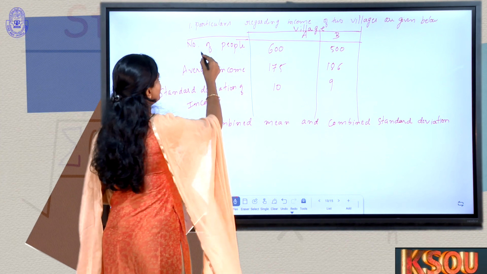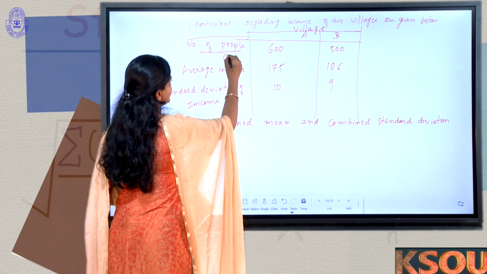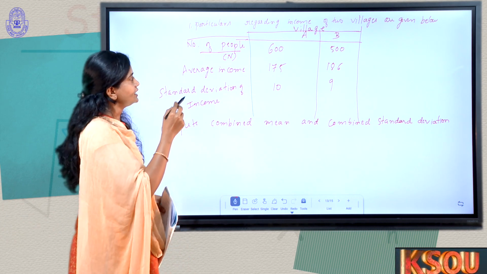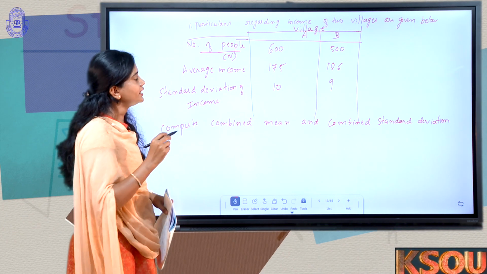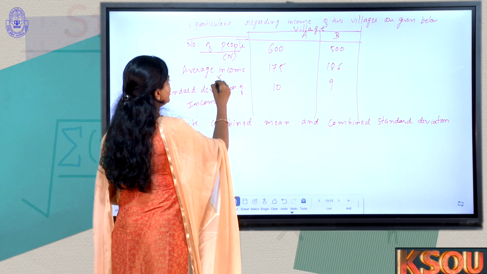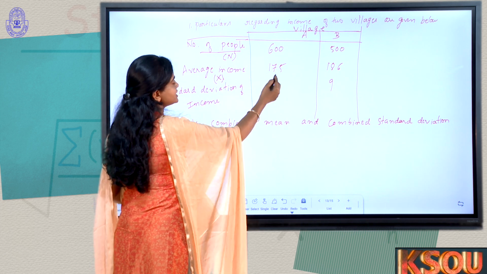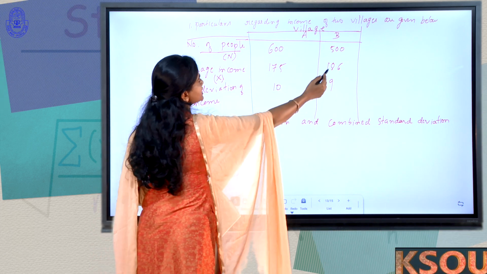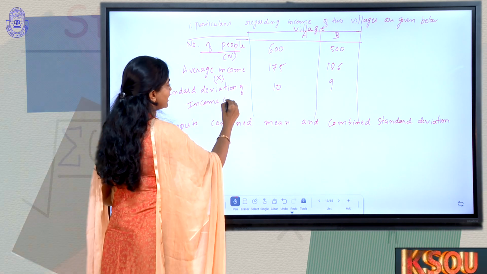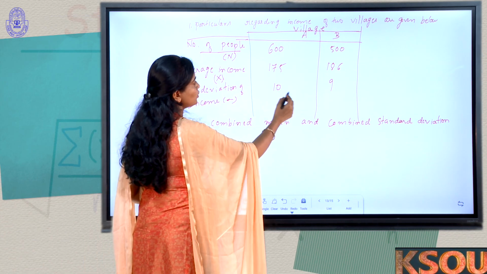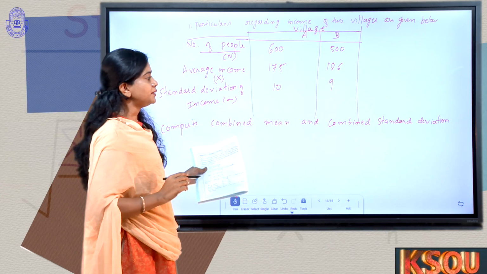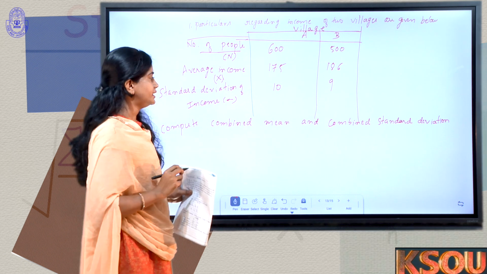So the number of people is nothing but n here, that is 600 for village A and 500 for village B. Then average income is nothing but x bar here. So this is x1 bar and this is x2 bar. Then standard deviation of income means sigma. So sigma 1 and sigma 2. You will have to calculate the combined mean and combined standard deviation here.